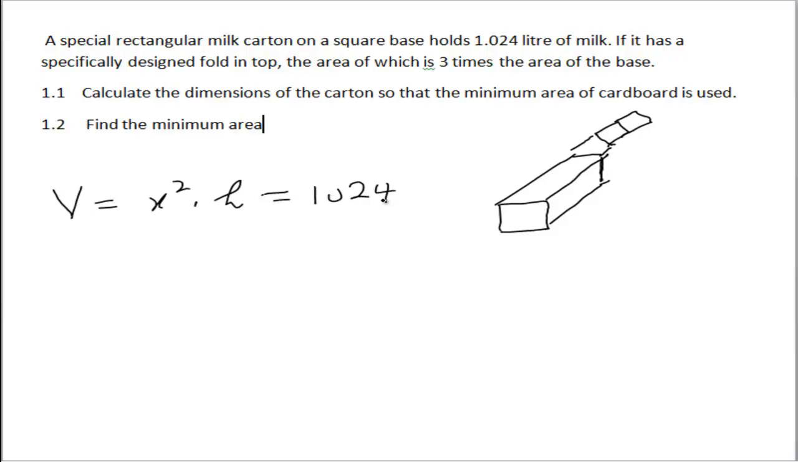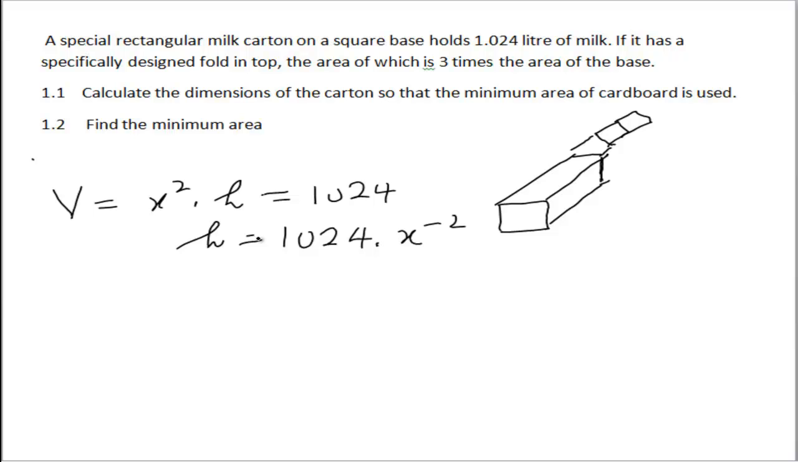1024, and then we can say that h is equal to 1024 times x to the minus 2. Now this is always a good strategy, because eventually what we really want to do is to express this in one unknown. So we want the area.